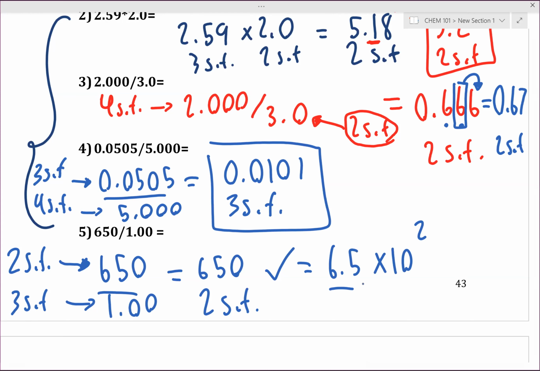Any questions on multiplication and division? Okay, let's keep going. We still have plenty of time.